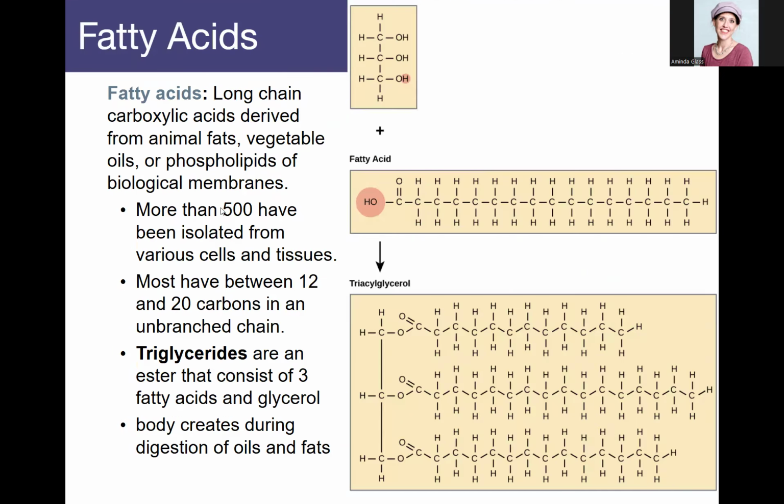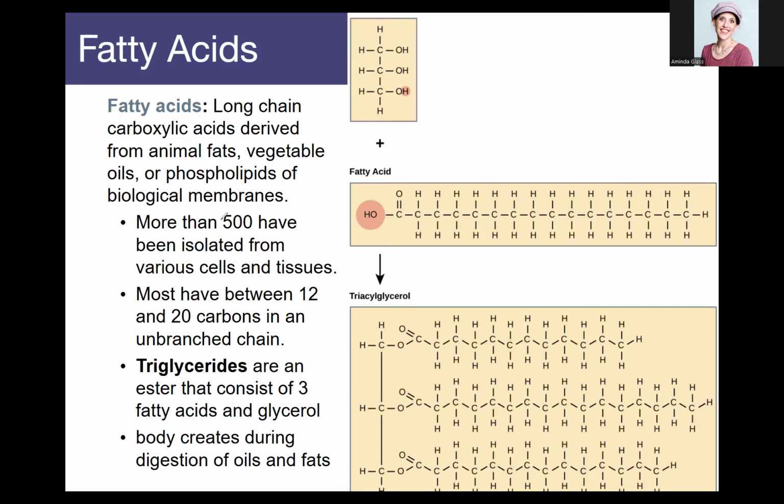Now, fatty acids are long-chain carboxylic acids, and they're derived from animal fats, vegetable oils, or phospholipids in biological membranes. There are more than 500 that have been isolated from various cells and tissues, and most have between 12 and 20 carbons in an unbranched chain. This is unbranched. You can see it's just a straight chain. That's what the fatty acids look like.